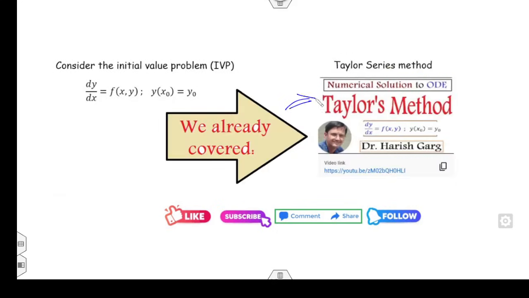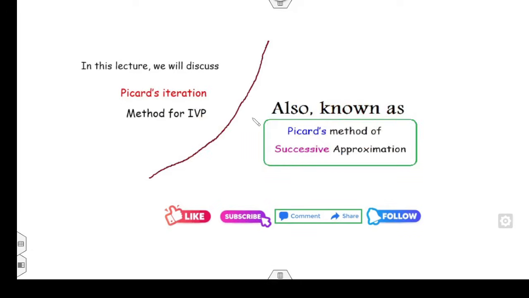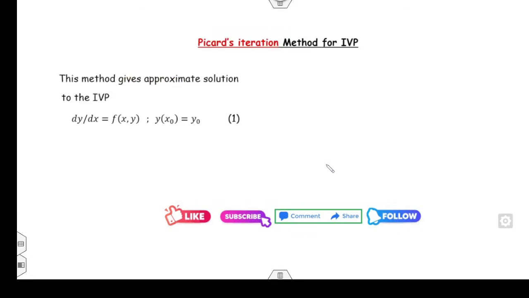You can watch the previous lecture related to Taylor's method. Now, in this lecture, we will see how we can solve using Picard's method. Picard's method is also known as Picard's method of successive approximations. What is the objective of Picard's method?